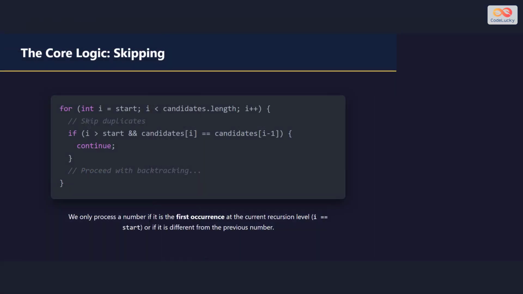Here is the code logic for skipping. We loop through our candidates starting from an index variable. The condition checks if i is greater than start, and if the current candidate is equal to the previous one. If both are true, we continue, meaning we skip this iteration. This ensures we only use the first instance of a duplicate number at any given tree level.